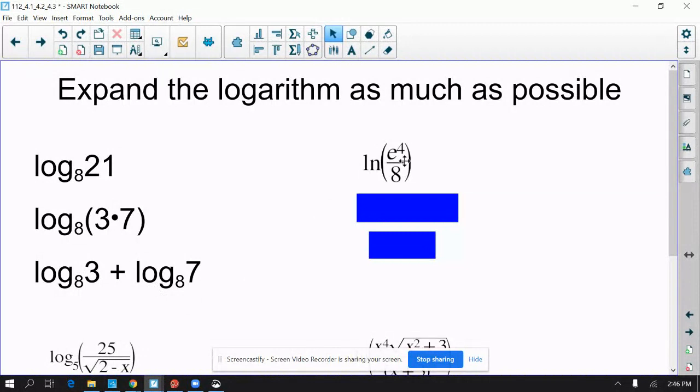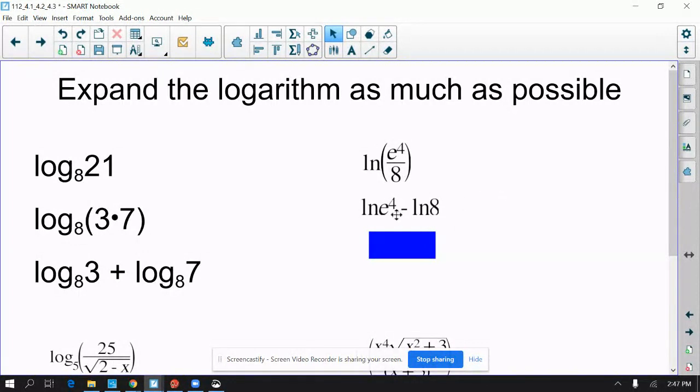Here, you're dividing. So you could separate it right away. We could separate it into two logs. Log base e, which is the natural log, of e to the 4th, minus natural log of 8. What else could I possibly do? I guess you could separate the 8 into 2 and 4, but I don't know. We're not going to do that.